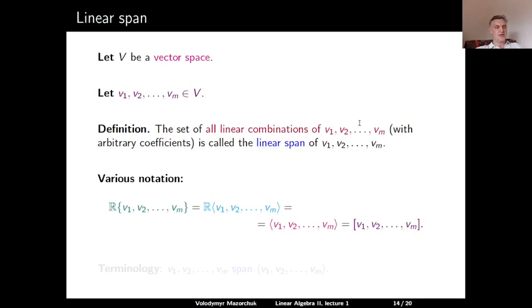There are many different notations which are used for the linear span of some elements. Either we have R as a coefficient set, and then the set of these elements, or these elements in triangular brackets, or just triangular brackets, or square brackets. There are many different notations. I will use this notation mostly, v1, v2, and so on, vm, taken into these angle brackets. And the terminology: the elements v1, v2, and so on, vm, span the linear span, or generate the linear span.